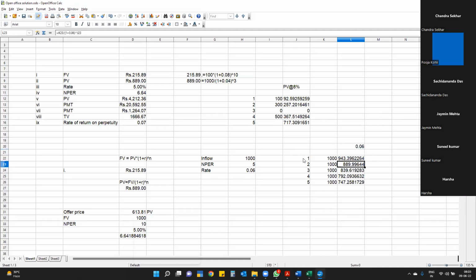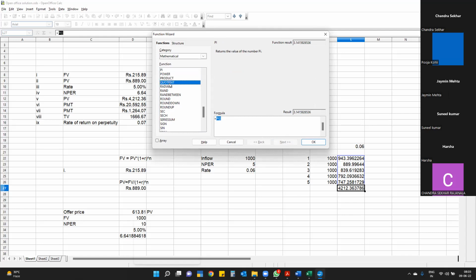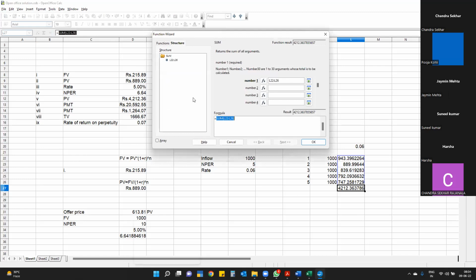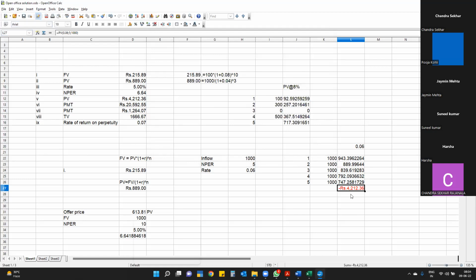Does anyone still have a question here? Or there is another way to calculate rather than going into this much detail? We simply come here. We will calculate the PV. Yeah. So rate is 0.06. Payment is 1,000. Period is 5. So we will get 4212. We have to invest today. So this is the answer. In a single formula, we can get it also. Is that clear?